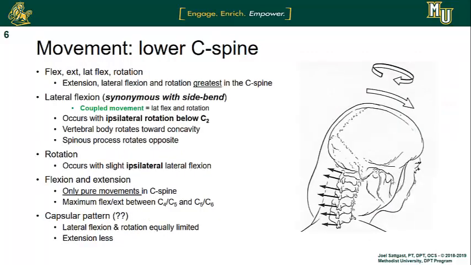For movement of the lower C spine, recognize that we have all of our cardinal planes here: flexion, extension, lateral flexion, and rotation. Rotation, lateral flexion, and extension are greatest in the C spine of all of the different kinds of spinal segments. And when you think of lateral flexion, think of it as being synonymous with side bend. Those two terms are used interchangeably. And also recognize that lateral flexion is coupled with rotation.